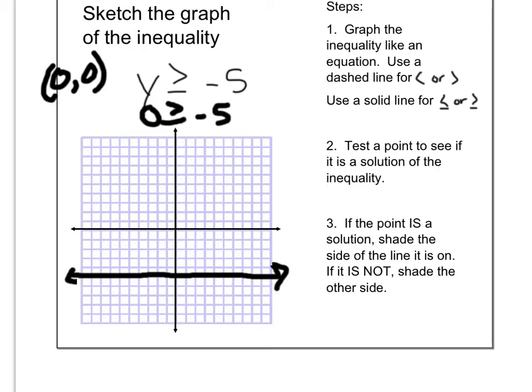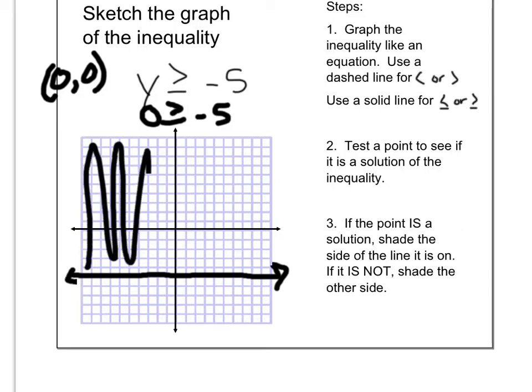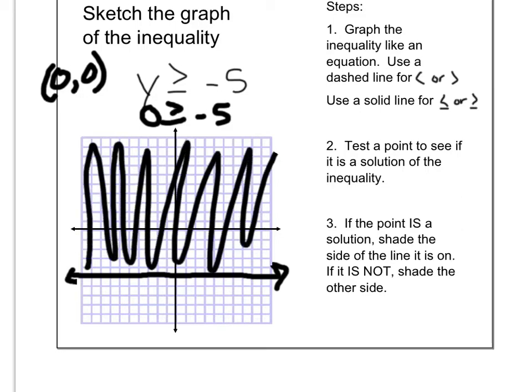And 0 is greater than or equal to negative 5, so I'm going to shade toward that point. So my shading is going to go up like this toward 0, 0. Okay, and again, if it was not a solution, then we would shade the other way going down here. But since it is a solution, we shade toward our point that we picked. And there's my graph.